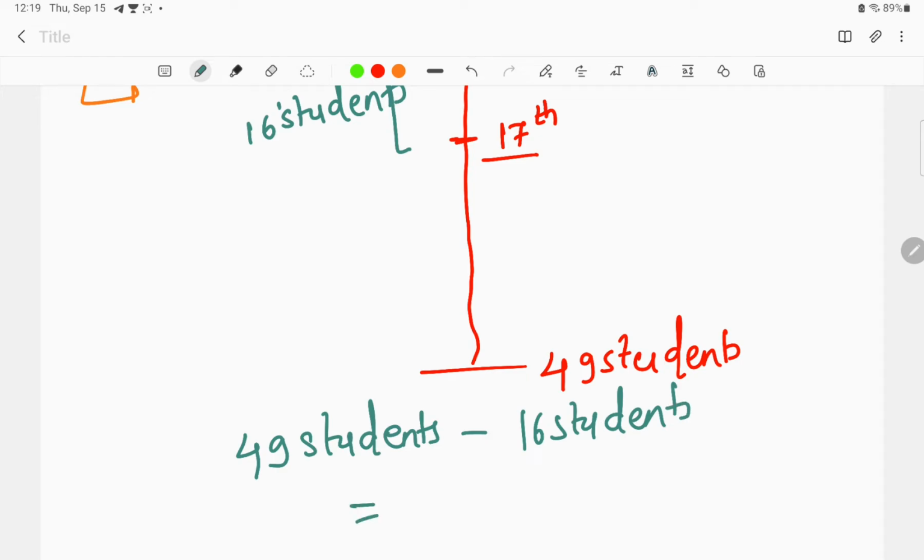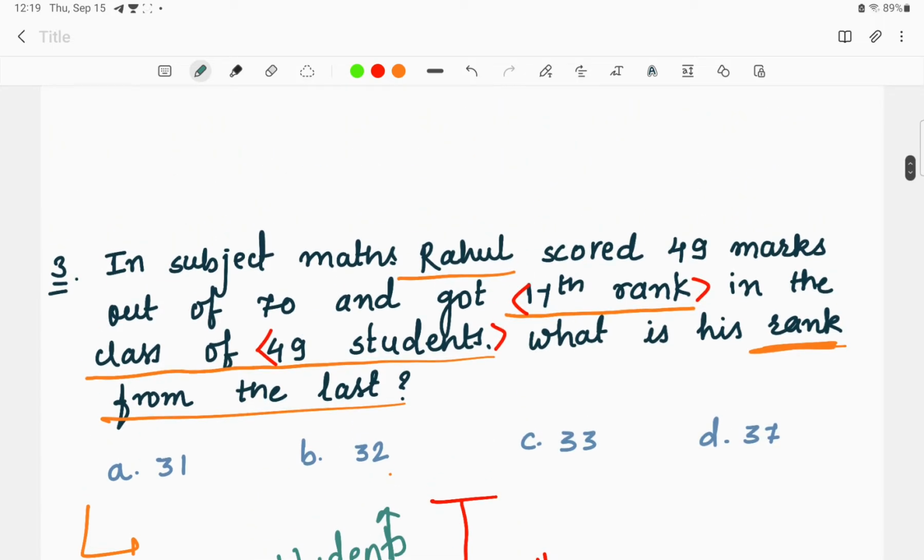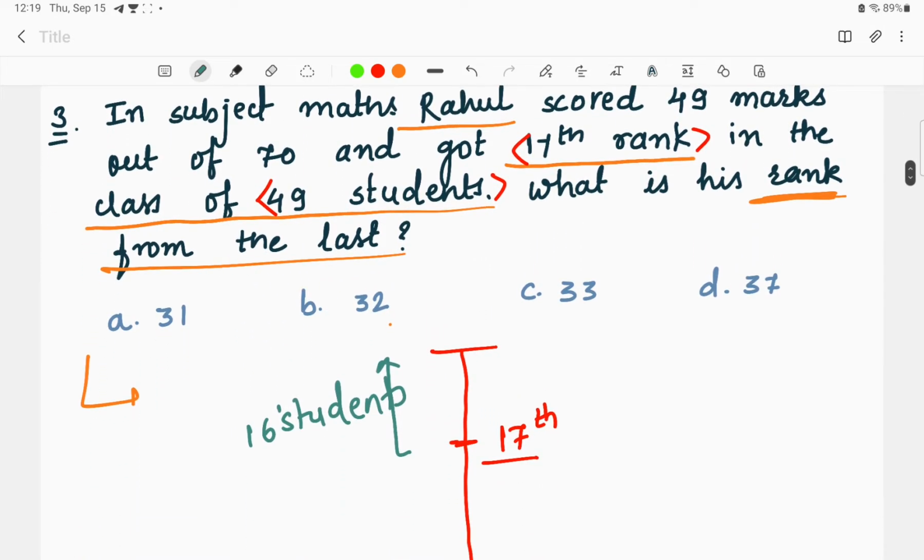This will be 33. So this is the rank of Rahul from the bottom. What we have done over here is, once again, the question given was he is ranking the 17th rank. His rank in the class is 17th. Okay, so before him how many students are there? There are 16 students, right?